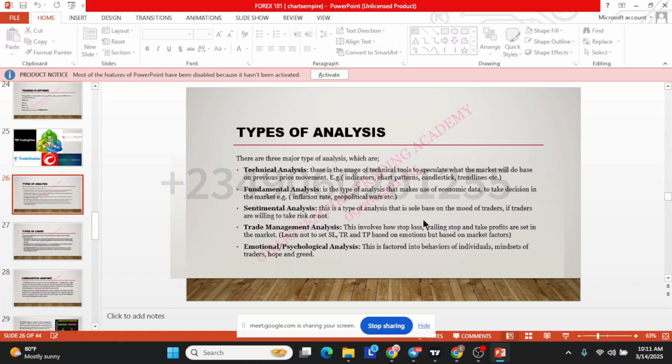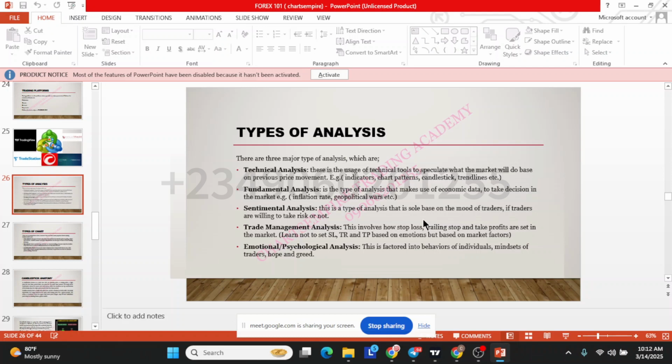And thirdly, we have sentimental analysis. Sentimental analysis is another type of approach that is based on what most traders want to do. There's a platform for that. You want to check what most traders want to do, if they are ready to take risk or they are not ready to take risk. If traders are ready to take risk on a particular asset or currency, you also want to join them, because most of them want to risk on that.